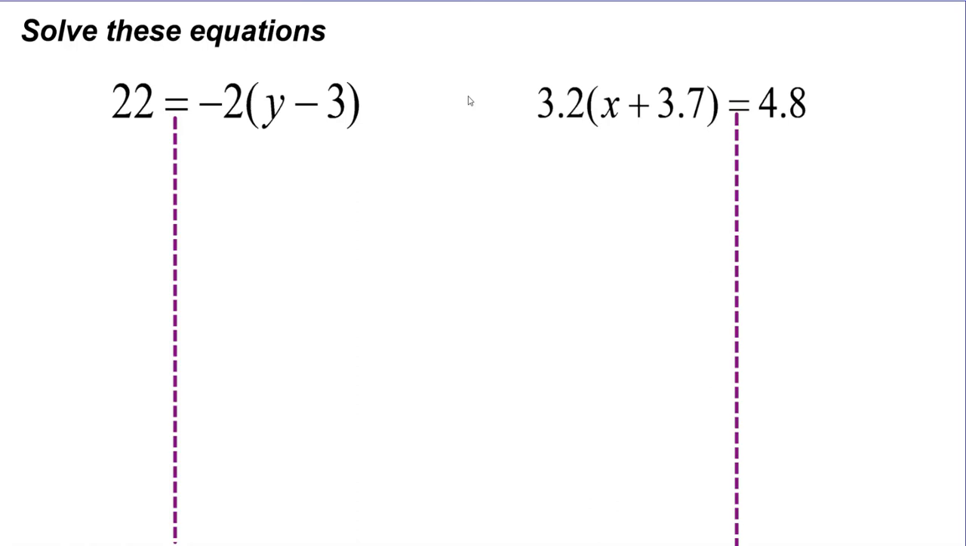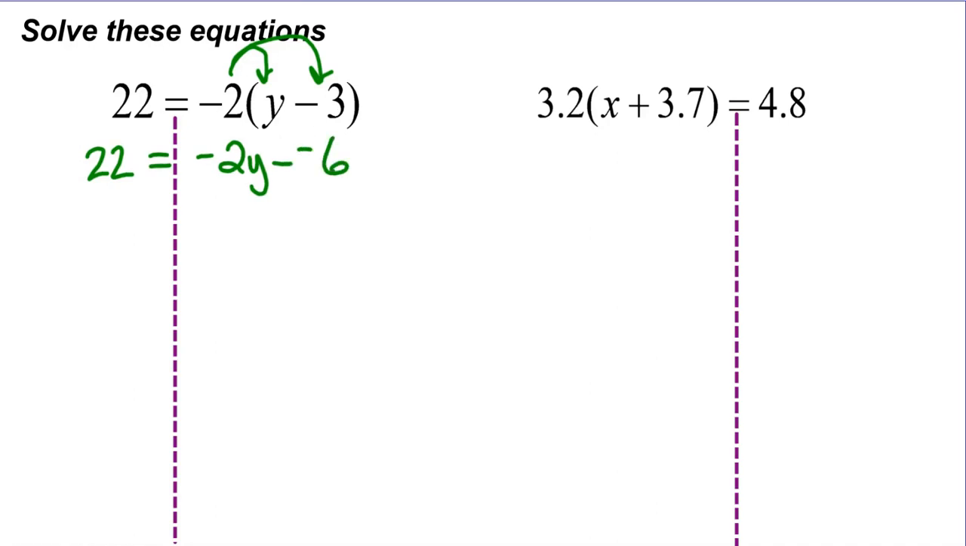So here I already have my line dividing my two parts of the equation here, and on the right-hand side is where I have the parentheses with my variable. So I need to eliminate that by using the distributive property. So step 1 here would be multiply everything in the parentheses times -2. The left side of my equation is just going to be 22, and -2 times y is -2y, and then minus -2 times 3.